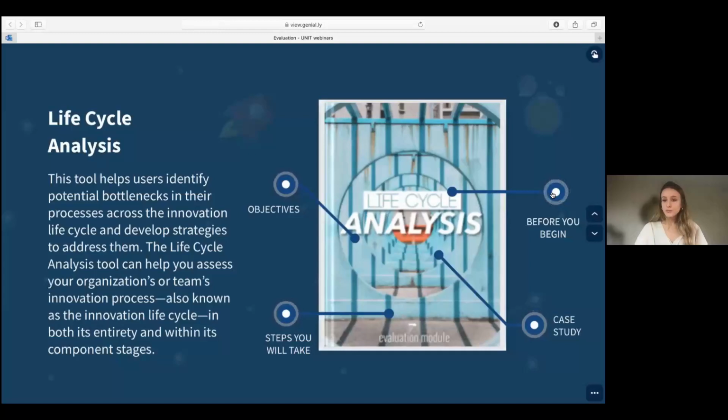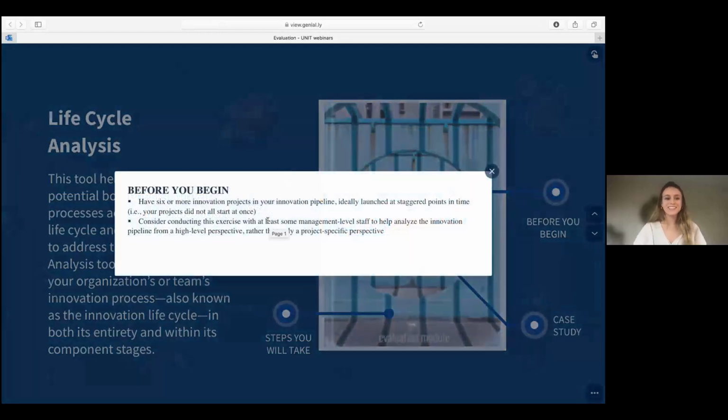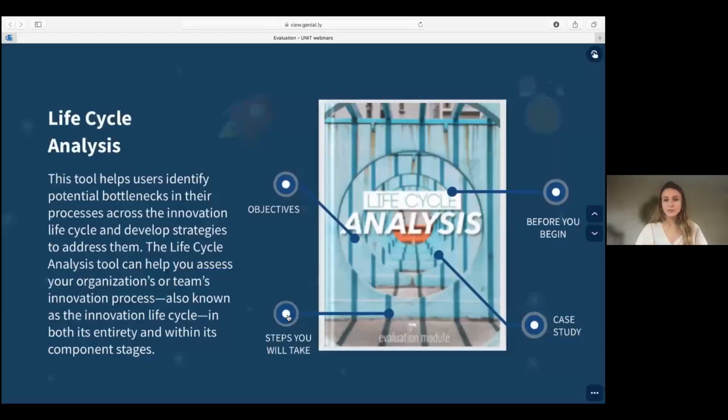And before you begin, again, recommendations. The recommendations here is to have at least 6 innovation projects in your innovation pipeline in order to be able to assess them in a comprehensive manner and to compare them. Also, another recommendation is to consider conducting this exercise with at least some management level staff. So this will bring a different perspective to this assessment, not just the project specific perspective, and this can bring further insights and results.